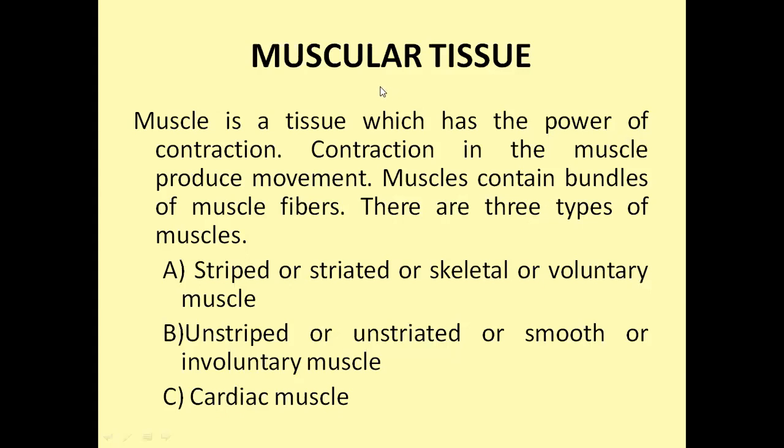So coming to the next part, there is muscular tissue. Muscular tissue is a tissue which has the power of contraction. It has a special function of contraction. Through contraction, the muscles produce movement. Muscles contain bundles of muscle fibers. There are three types of muscles, namely skeletal muscles, smooth muscles, and cardiac muscles. Skeletal muscles are also called striated or voluntary muscles, and smooth muscle is otherwise called unstriated or involuntary muscle, and then cardiac muscle.